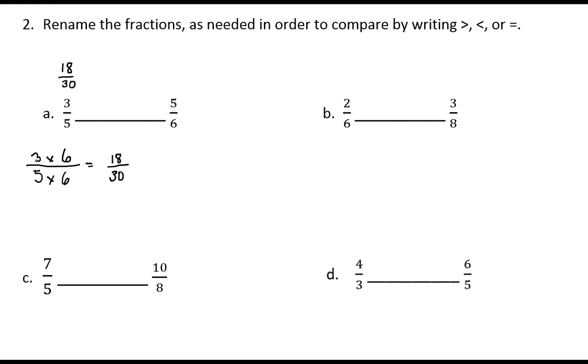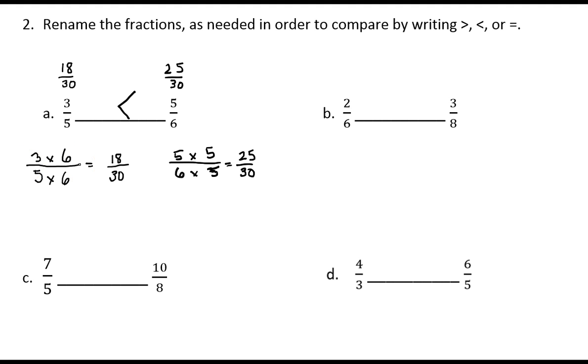Now let's do the same thing with the 5/6. If I started with 5/6, I would draw the fifths on top of the 6. Instead of having 6 pieces that make up the whole, I would multiply that by 5, and I would get 30 pieces that make up the whole. Instead of having 5 pieces shaded, I would multiply that by 5 as well, and that would give me 25 pieces that are shaded. So 5/6 is the same as 25/30. Now I can do my comparison. Since 25/30 is bigger than 18/30, 5/6 is bigger than 3/5.